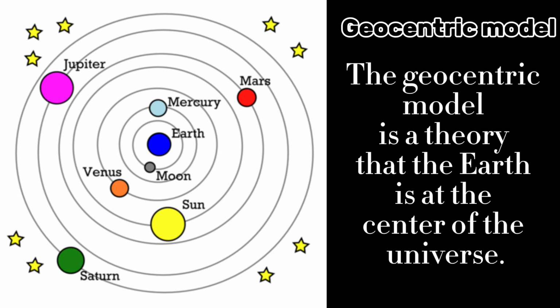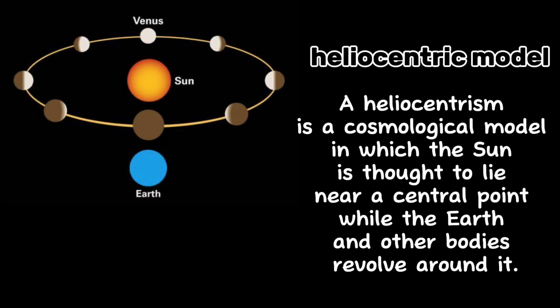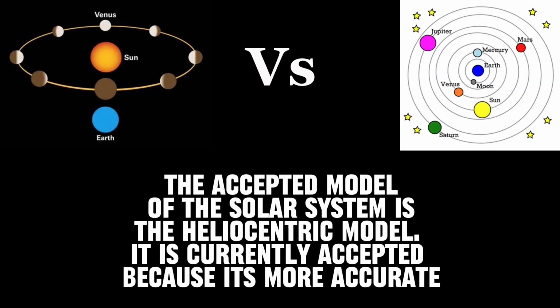Geocentric model. The geocentric model is a theory that the Earth is at the center of the universe. Heliocentric model. Heliocentrism is a cosmological model in which the sun is thought to lie near a central point while the Earth and other bodies revolve around it. The accepted model of the solar system is the heliocentric model. It is currently accepted because it's more accurate.